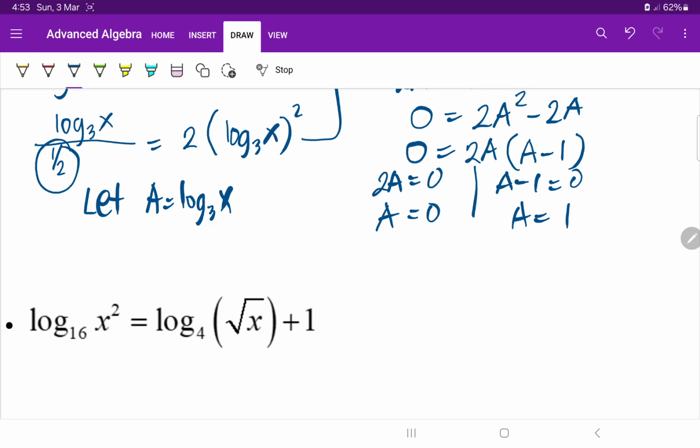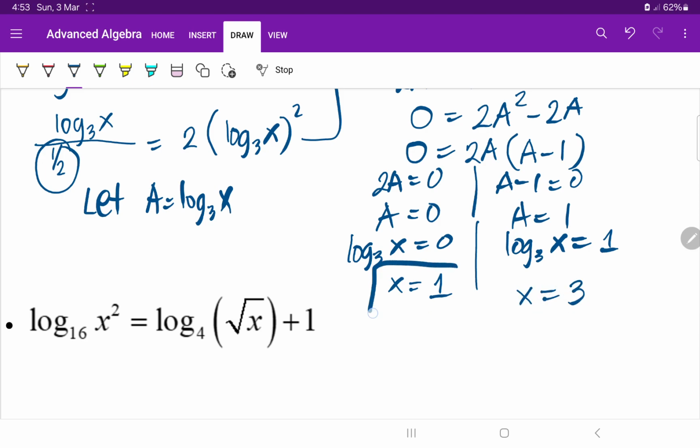But again, gusto natin yung x not a. So, this is log base 3 of x equals 0. This is log base 3 of x equals 1. So, x here is equal to 1. X here is equal to 3. So, dalawa yung sagot natin.